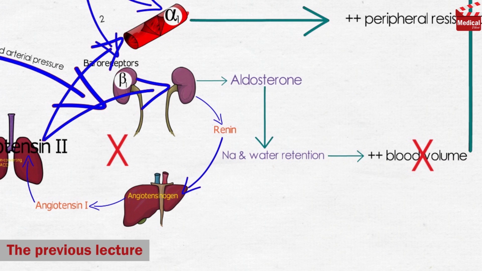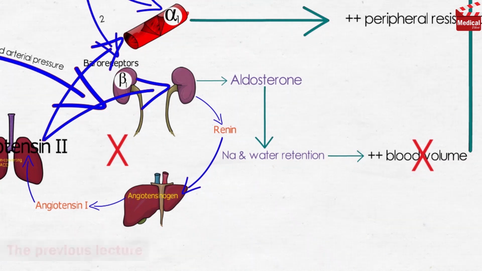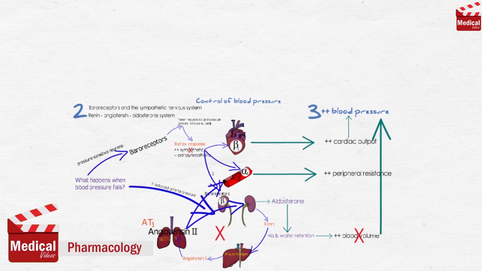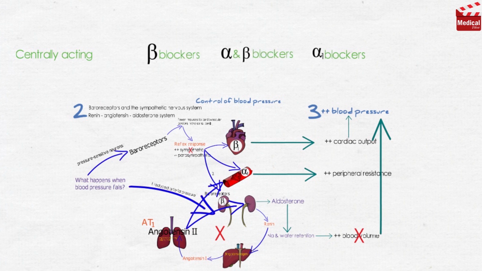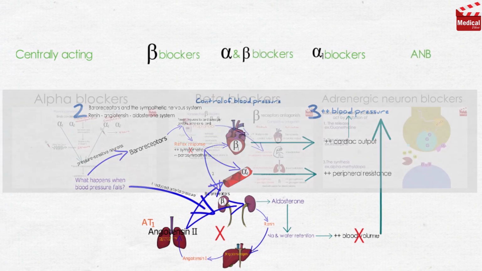And each of these categories is further subdivided to other groups. In this lecture we'll discuss the sympatholytics that can be used to manage hypertension. As we know from the lectures of ANS, sympatholytics could be divided to centrally acting, alpha or beta blockers, both alpha and beta blockers, adrenergic neuron blockers.